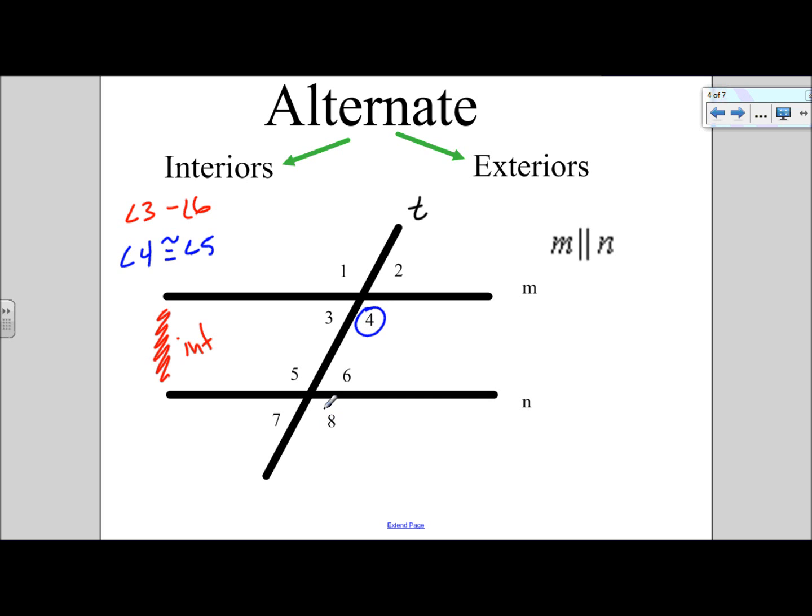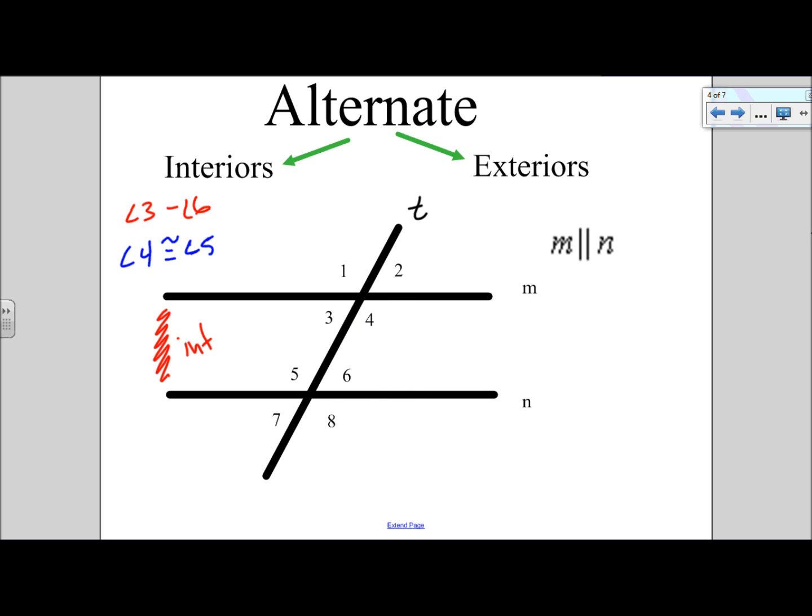Maybe I can go down to 8. Think about what 8 is. Hopefully you're saying 8's a corresponding angle. I know those are congruent. Okay, so hopefully you see where my hints are leading you. But I want you to show that 4 is congruent to 5 in a statement, reason proof.